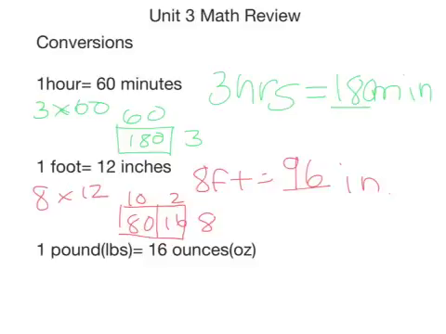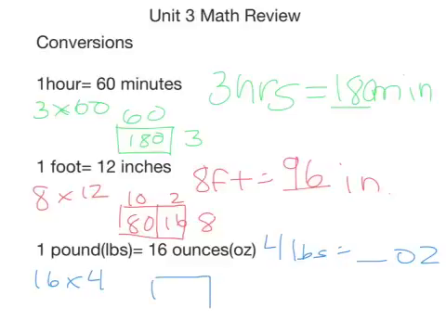All right, let's take a look at the last one, which is pounds. For example, let's say that you have something that is 4 pounds, and you want to know how many ounces that is. So again, if you know that 1 pound is 16 ounces, you're going to have to multiply 16 times 4. So again, set it up in your area model.